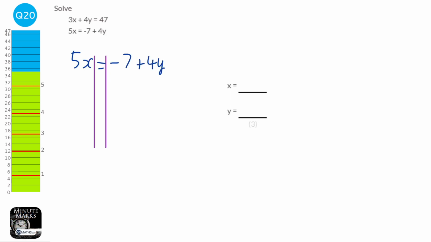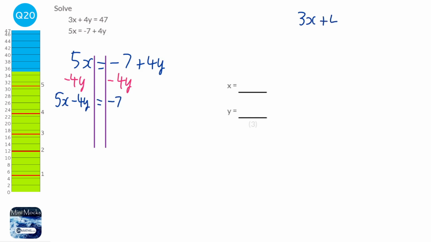And I'm just going to put my lines in so I can rearrange. So the first thing I want is the x's and y's on the same side. In fact, all I need to do is take away 4y from both sides, and we get 5x minus 4y equals minus 7. Okay, so what we do now is we put both our equations down so we can solve these simultaneously. So 5x minus 4y equals minus 7.